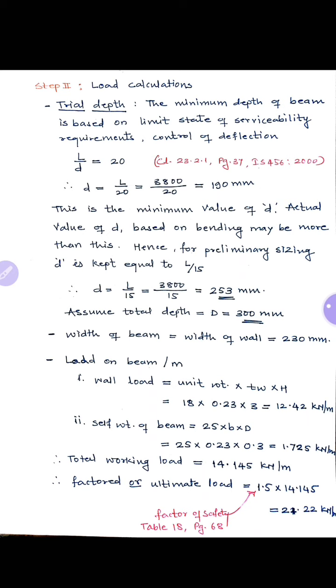In wall load, we are going to consider this. Unit weight is given 18 kilonewton per meter cube, thickness of wall into height of wall. So we will be getting this as uniformly distributed load in kilonewton per running meter. It is 12.42. Self weight of beam: density of concrete 25 kilonewton per meter cube, width of beam and depth of beam. As we are not having slab over here, whatever is the depth of beam we have calculated, same depth we are going to consider as depth of beam.